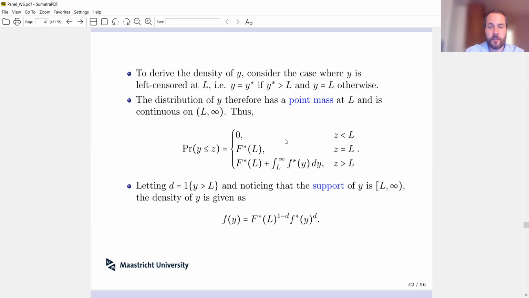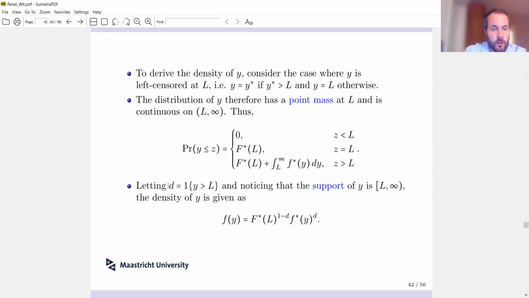So what do we get? Here we look at the CDF, the big F. The CDF is 0 for any z that is less than L. At L itself, it jumps. That's the point mass. That's because we push the whole distribution up to L into this one point. And from L onwards, we just get this point mass plus whatever the distribution of the original y star gives us.